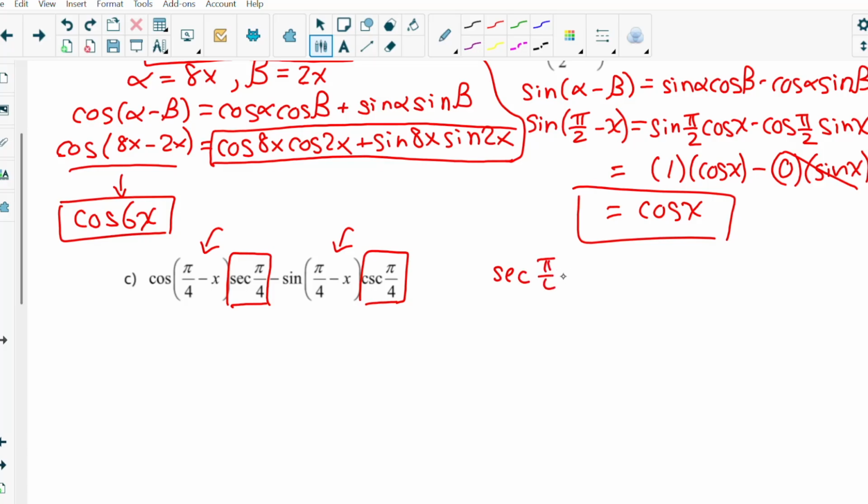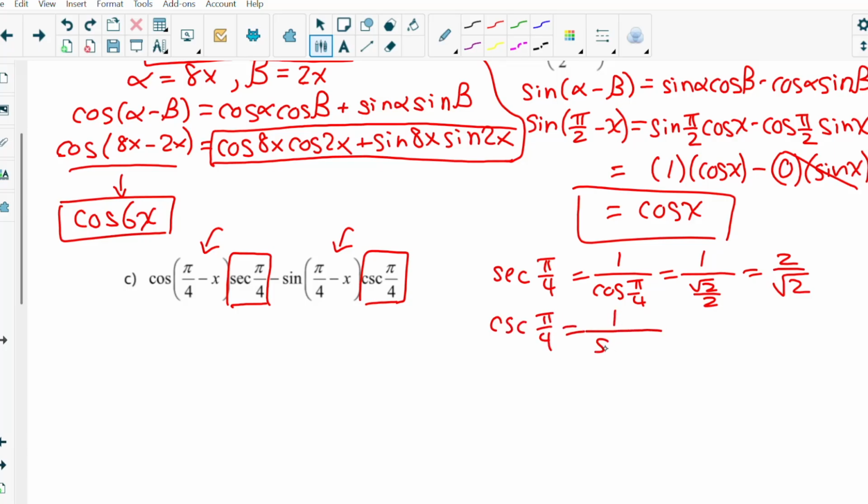So the secant of pi over 4, I think of that as 1 over the cosine of pi over 4. Well, that equals 1 over square root of 2 over 2, and that equals 2 over square root of 2. How about the cosecant of pi over 4? That equals 1 over the sine of pi over 4, which equals 1 over square root of 2 over 2, and that equals 2 over square root of 2. Okay, so I'm going to plug those in.